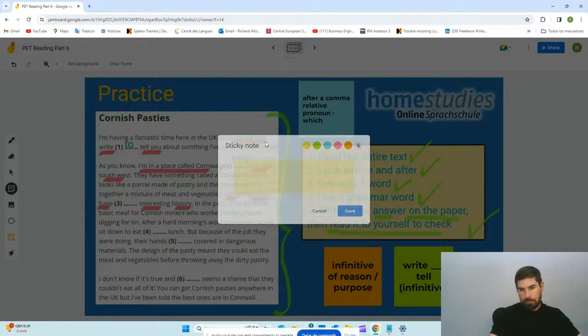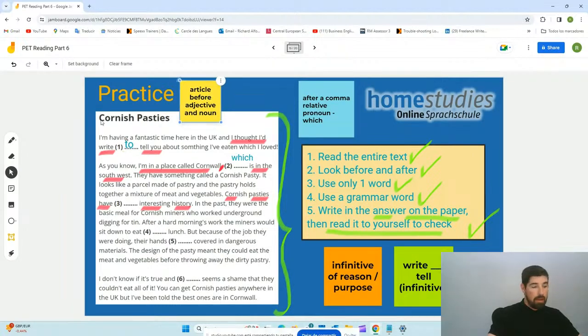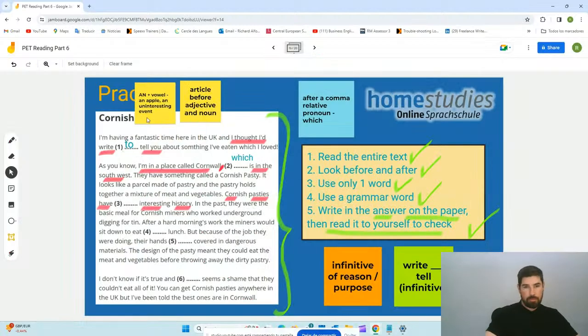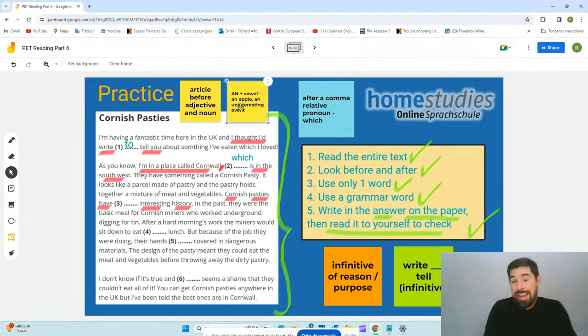Okay. Now, if it begins with a vowel, I, for example, then you are going to use an. Let me just edit that. In fact, an plus vowel. Another example could be an apple. An uninteresting event. Okay, so you can see that there are lots of different grammar rules being applied here, which is why it's key that you have that grammar knowledge already, before you start doing the exam.